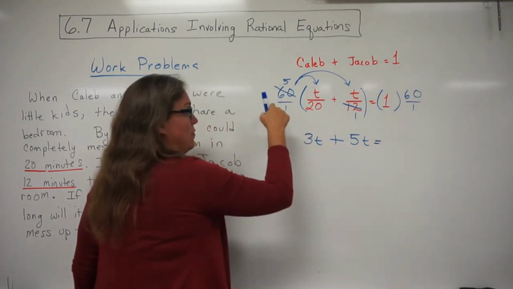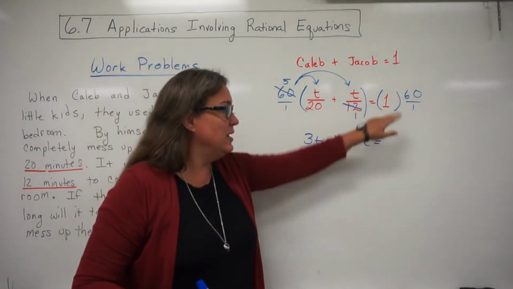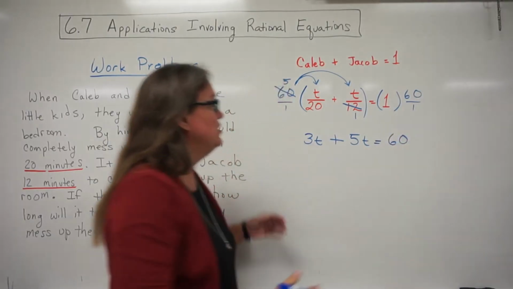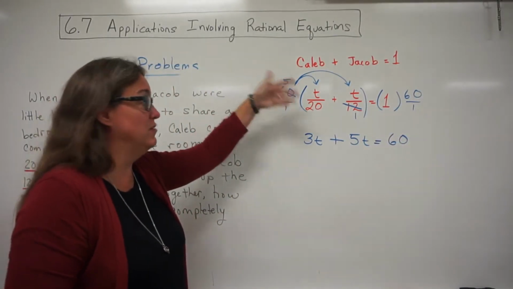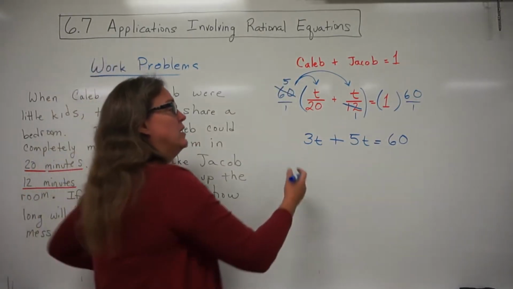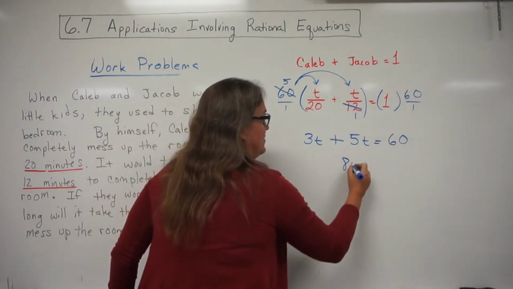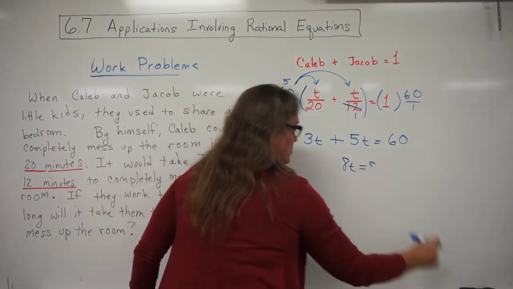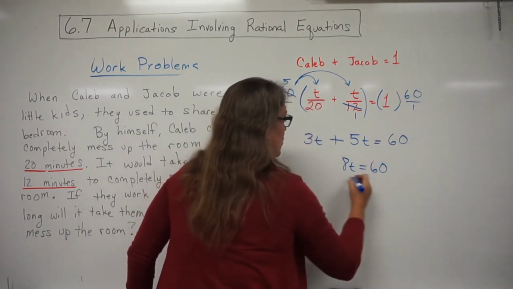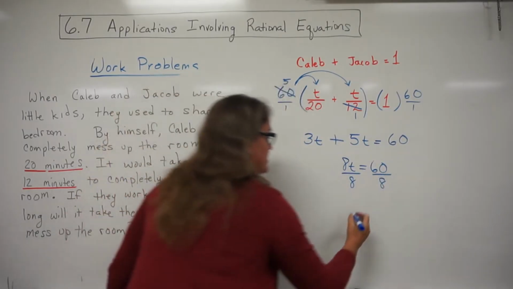Don't forget that you are multiplying both sides. So even though you don't see a fraction here, when you are working with an equation, if you multiply one side by something, you've got to multiply the other side by that same thing. Okay, so let's solve the problem. 3t plus 5t is 8t, which is equal to 60. We're going to divide and do some reducing to see what we can find out about this.